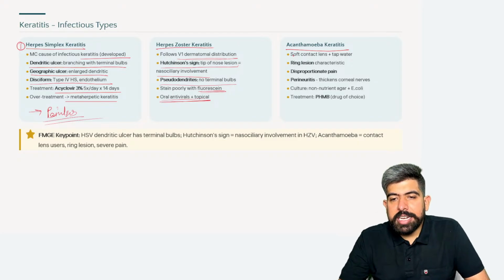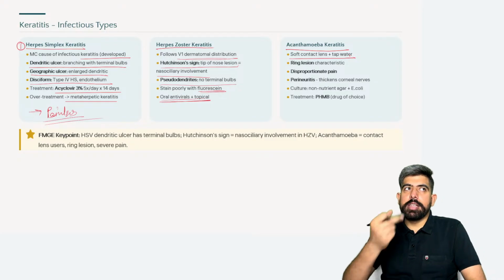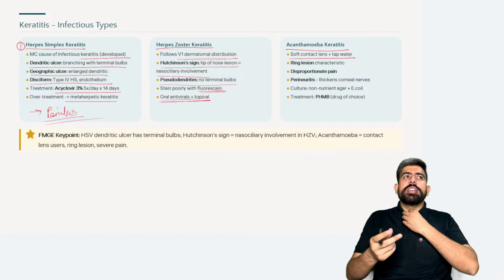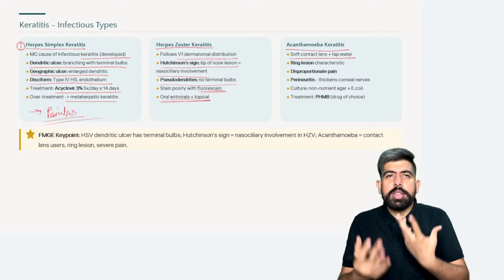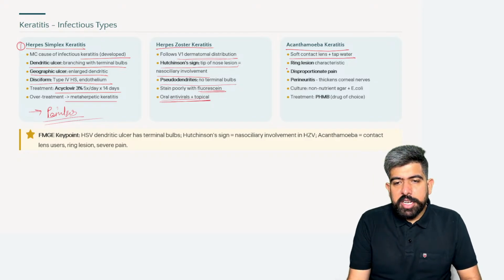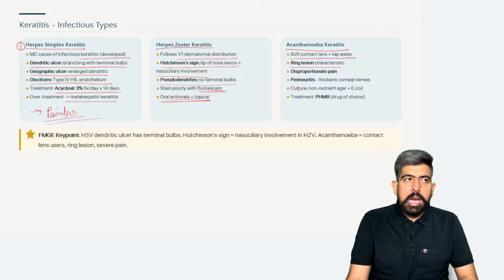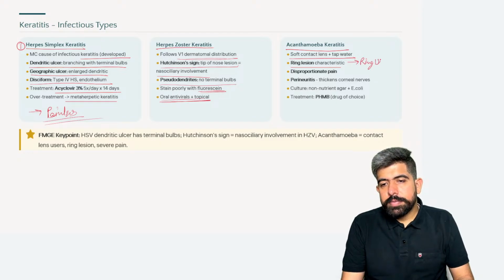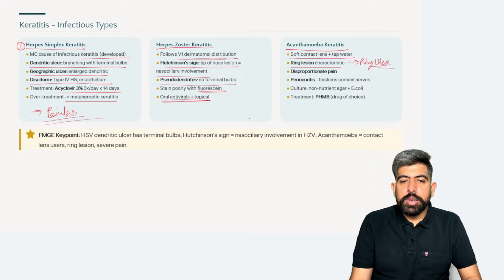Next, acanthamoeba keratitis. Please remember, this is seen in soft contact lens plus tap water users. If the patient is using soft contact lenses and washing with tap water, or washing the eyes with tap water, it can cause this. And please remember, a ring lesion will be seen over there. We can say a ring ulcer, right? Ring ulcer will be seen over there.